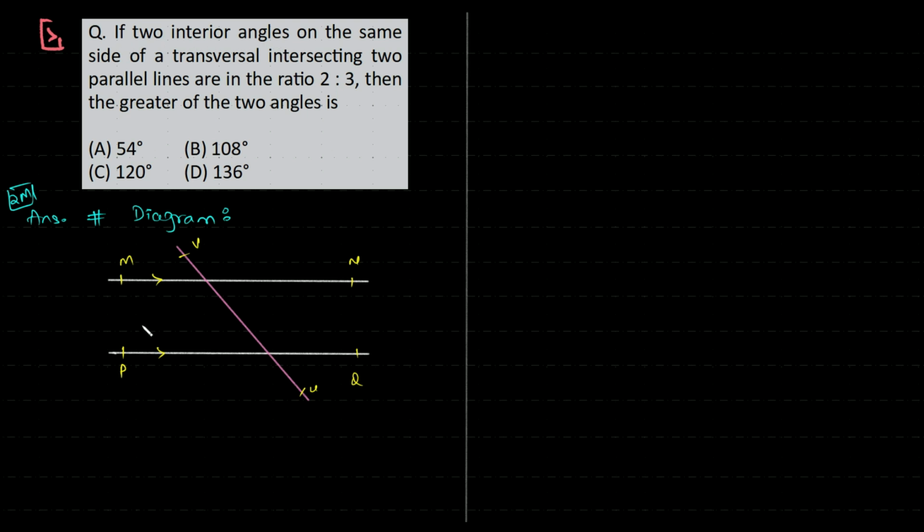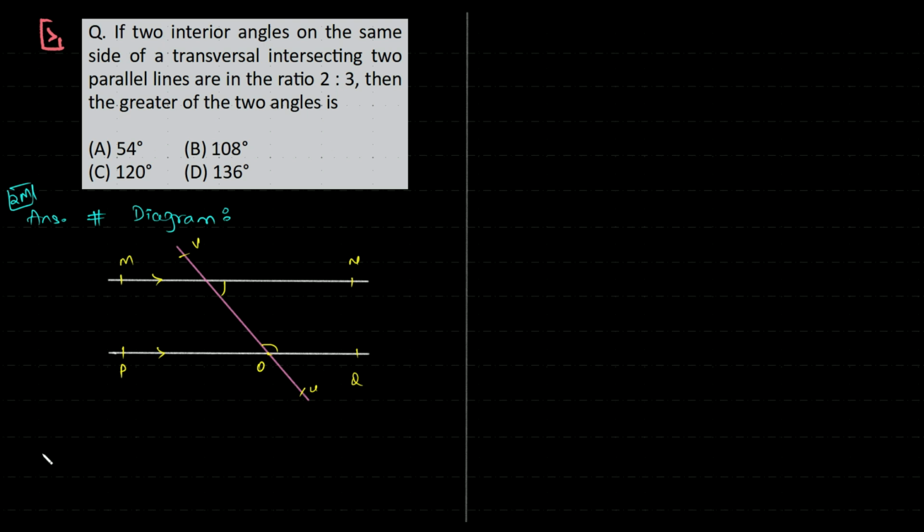If two interior angles, so interior means what? This space. If two interior angles on the same side of the transversal, that is either left or right, of two parallel lines are in the ratio of 2:3. What they mean is, say this angle and this angle are in the ratio 2:3. We have to figure out the greatest of the two angles. Say we have to figure out this particular angle. Let me call that O. So VOQ, we have to figure out VOQ. So that's the question.